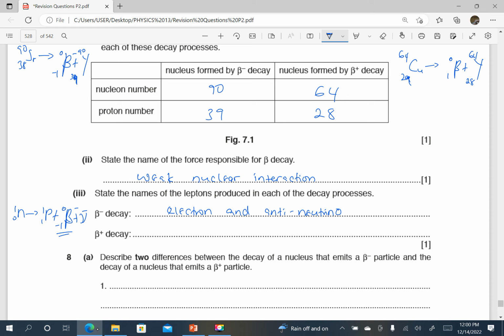Then for beta plus decay, a proton changes into a neutron. So 1, 1, 1, 0, giving us beta plus, 0, positive 1. This is accompanied by a neutrino. So this is a positron. A positron is the antiparticle of the electron, and the positron is accompanied by an electron neutrino, or simply a neutrino.